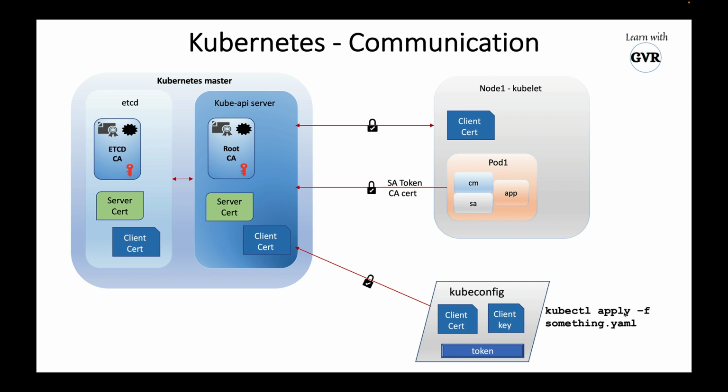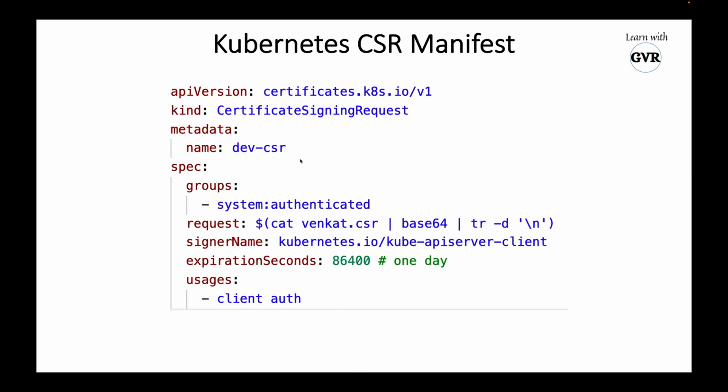And you can do kubectl apply, do something, and it will just do it. The internal communication between the kube API server and etcd is an internal communication, which uses the CA. Now, we have seen the CSR in the previous slide. How does a CSR look?